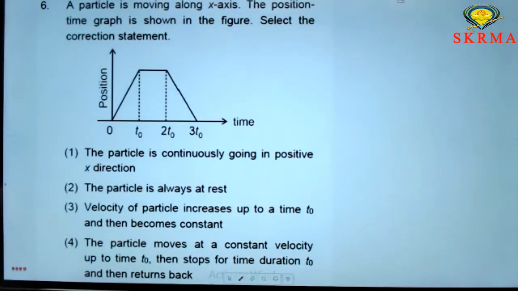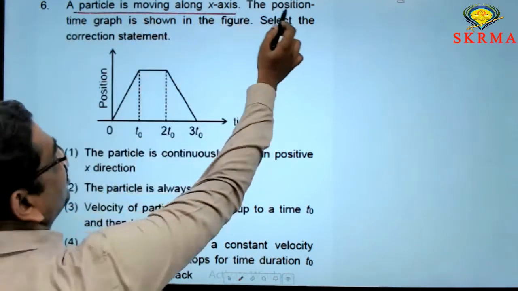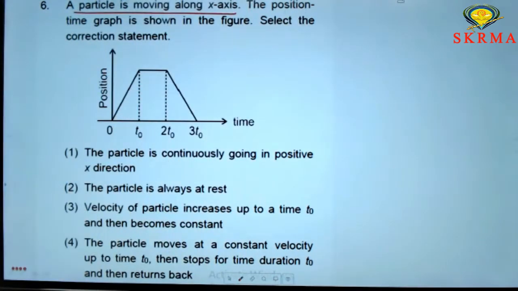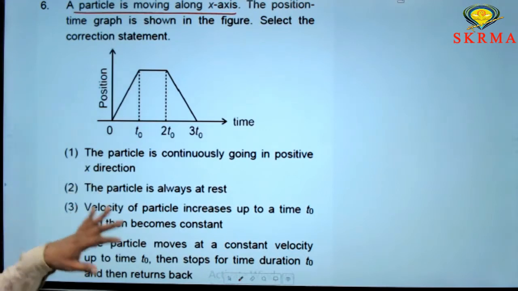Next one. In the following graph, a particle moving along the x-axis, the position time graph is given. Then what is the correct statement among these four?